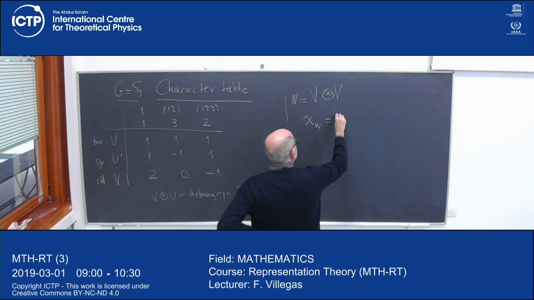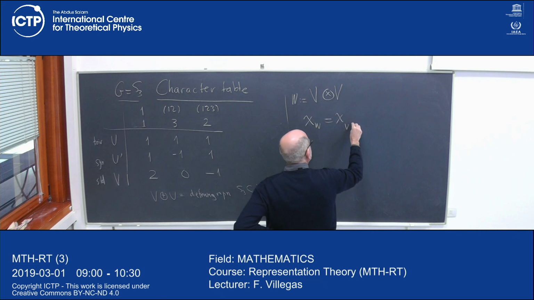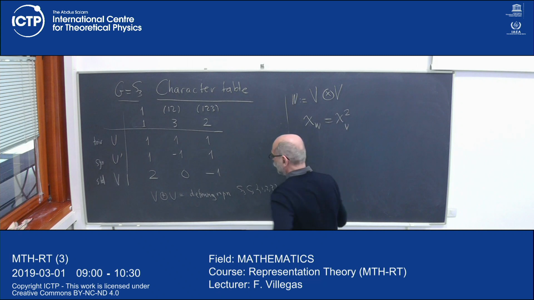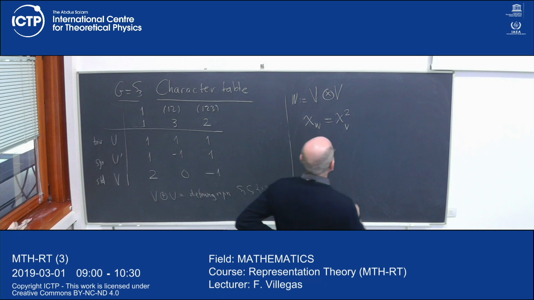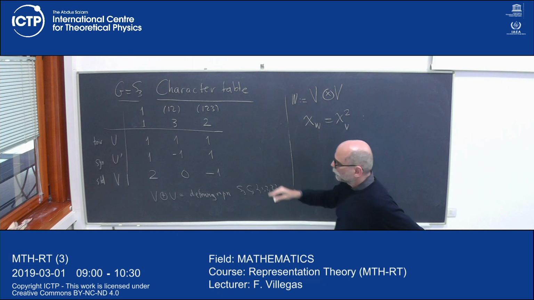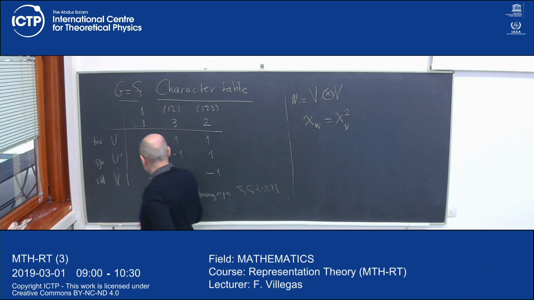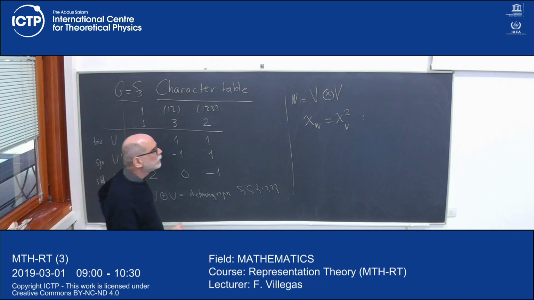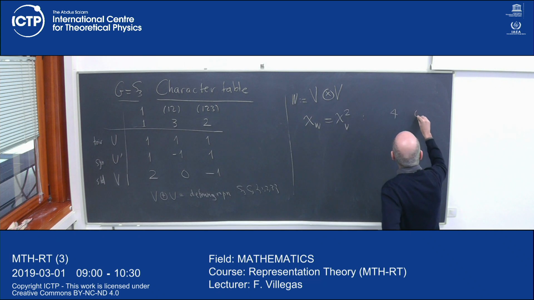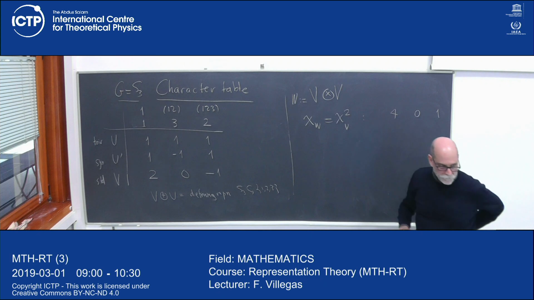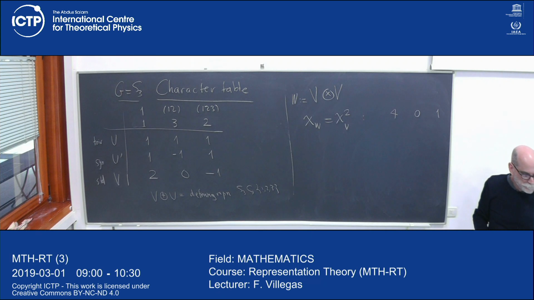According to what I mentioned, the character of this is the square of the character of V, which means that given what we know here, we can just work it out. The character, following the same notation, will be 4, 0, and 1. Yeah?